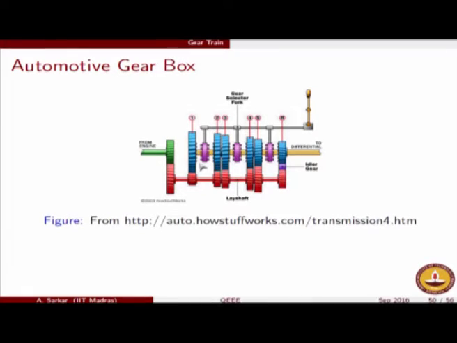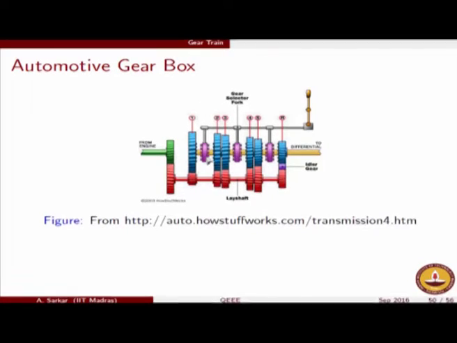Once the dog clutch is engaged, you complete the circuit between the blue gear and the yellow output shaft. Whichever blue gear the dog clutch engages with, the motion of that blue gear will be transmitted through the dog clutch into the output shaft. So therefore you will have the motion transmission.